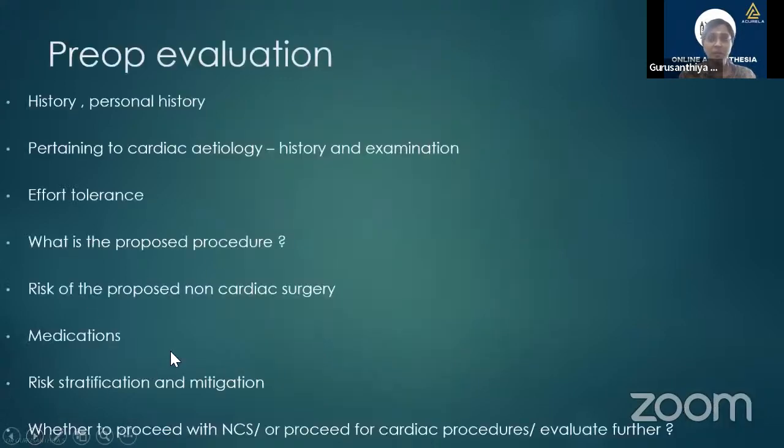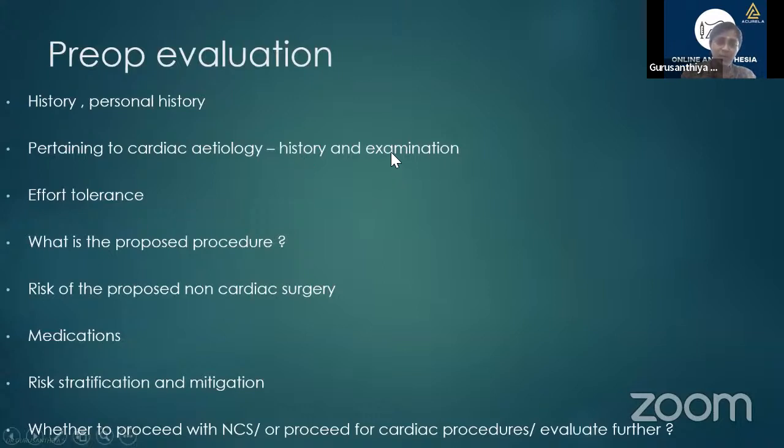Before proceeding further, we first have to evaluate the patient in terms of history. What are the presenting complaints of the patient, and does the personal history relate to being a smoker or alcoholic? Pertaining to cardiac etiology, any history suggesting it, like chest pain at rest or on exertion, pointing towards myocardial ischemia or angina, or dyspnea on exertion or at rest, palpitation, and syncope, has to be taken clearly in a cardiac disease which we are dealing with.